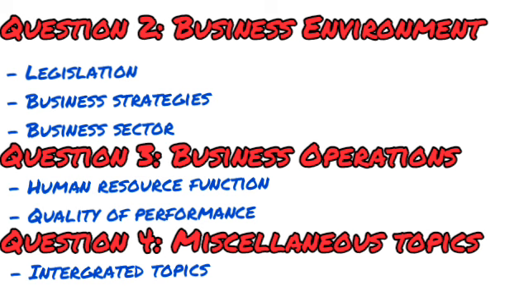Otherwise, I feel like paper 1 is easy because all in all, it encompasses only 5 topics. That is legislation, business strategies, business sector, human resource function, and quality of performance. So if you started studying early, then you should have covered all of it.